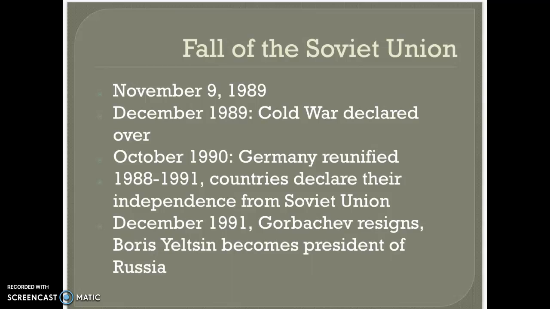And then while some of this is going on, from 1988 to 1991, there were countries that started to declare their independence from the Soviet Union, areas on the south and on the west of the Soviet Union that they had claimed. And then December of 1991, Gorbachev resigns and Boris Yeltsin became the president of Russia.